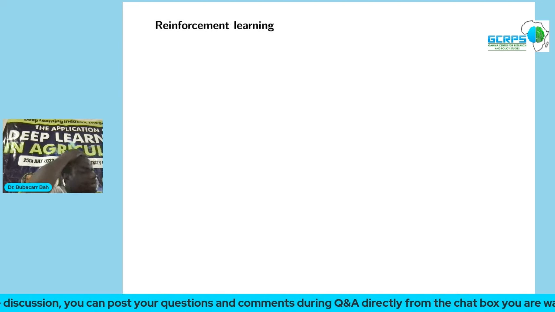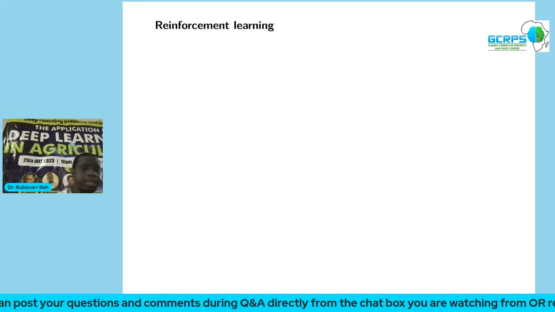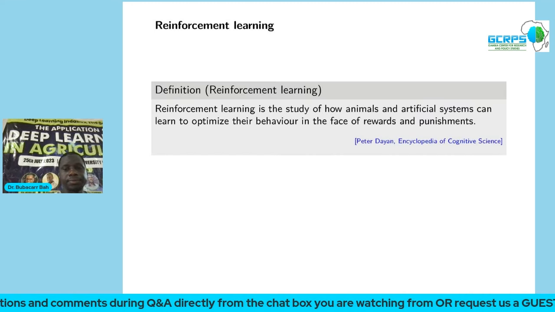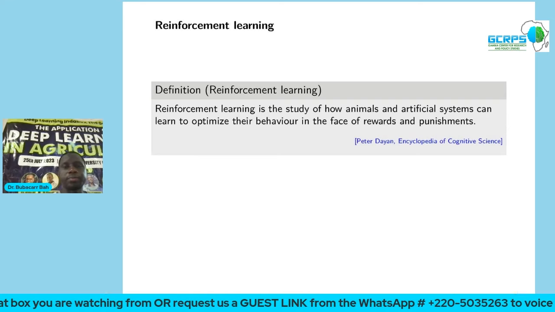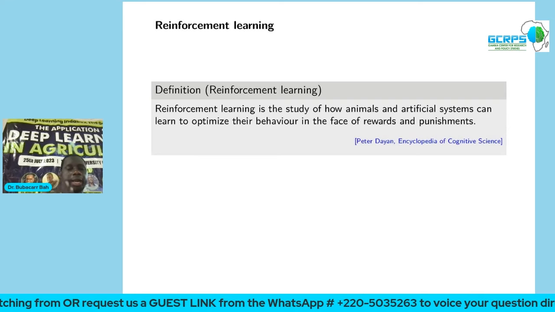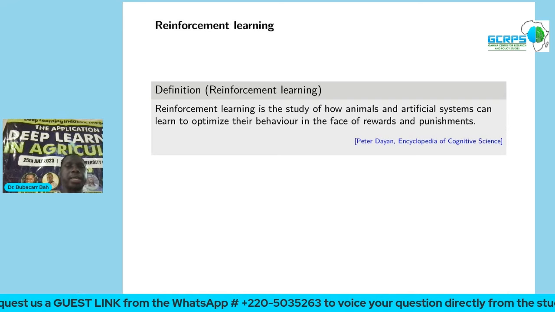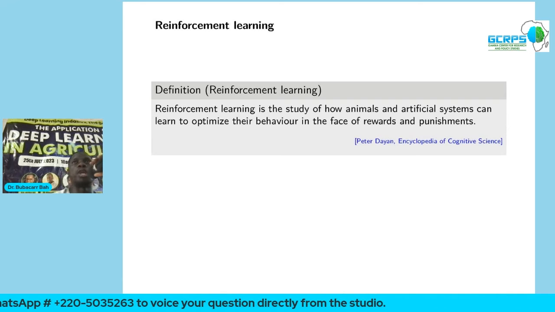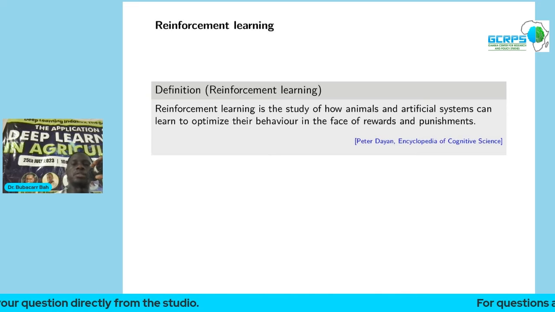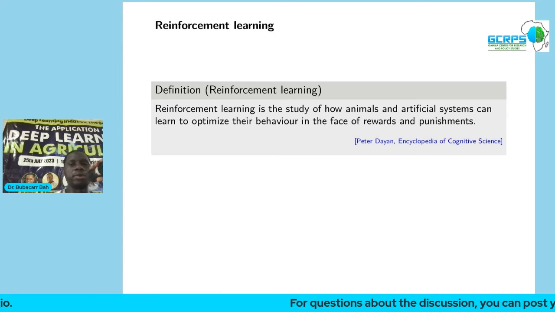So reinforcement learning was the next topic. Just alert me, Malik, if somebody's put something on the chat, okay? So again, I have mentioned reinforcement learning as being this system of trying to mimic how we learn as humans. It's where we study how animals and artificial systems can learn to optimize their behavior in the face of rewards and punishment.